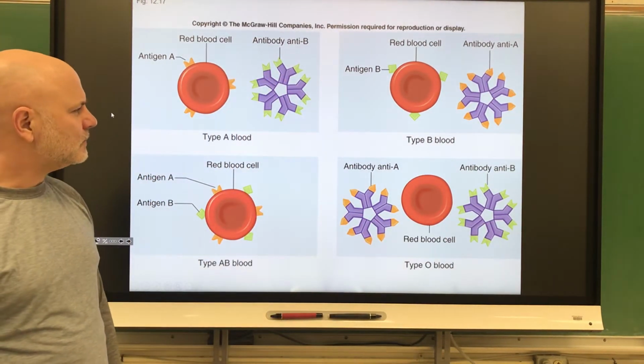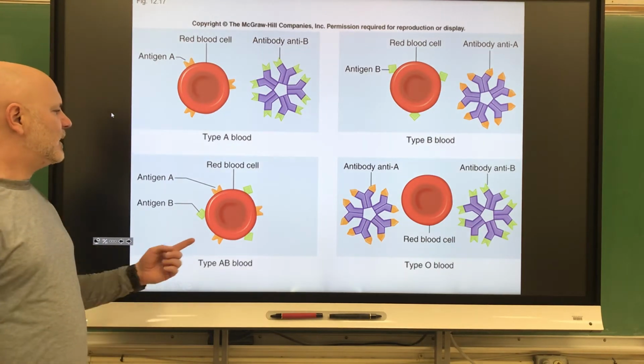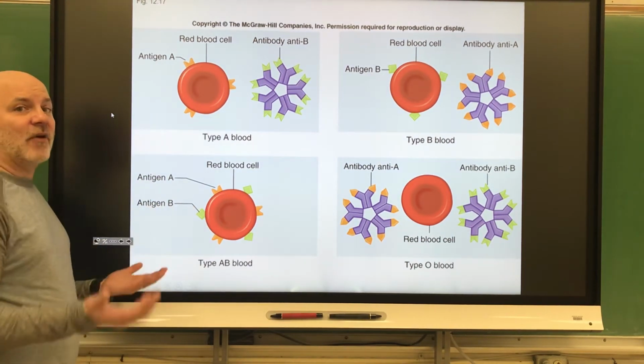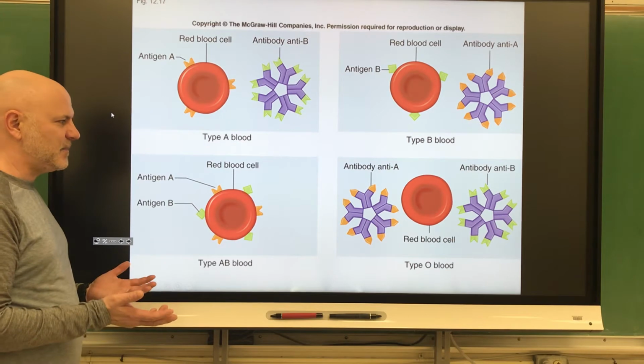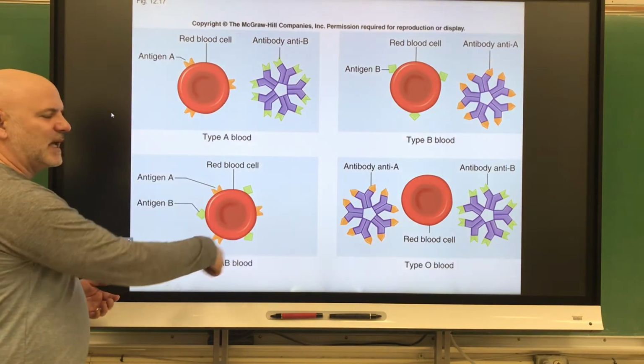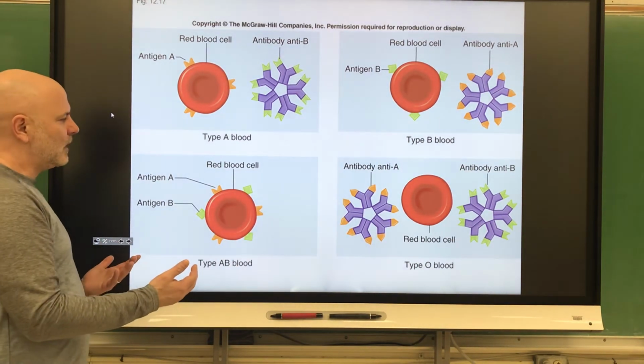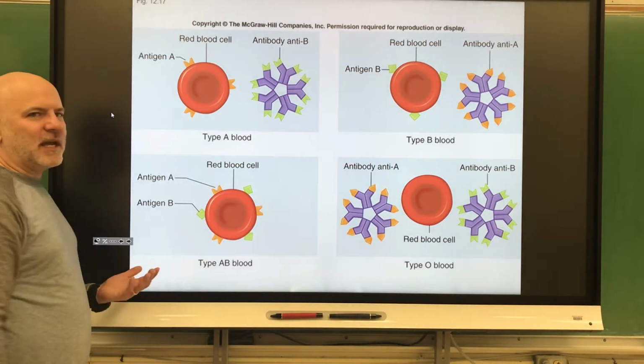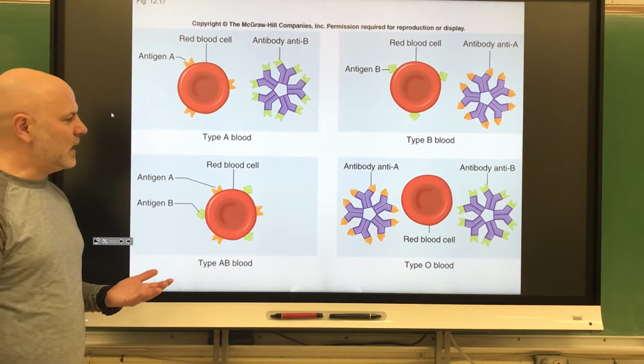All right? If we look at AB blood, it can accept everybody's blood. It's a universal recipient. And that's because it doesn't produce an antibody. So there's no clumping. All right? It can only donate to, though, only AB, right?